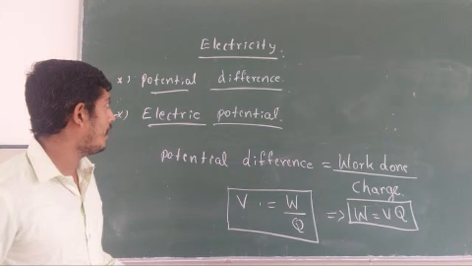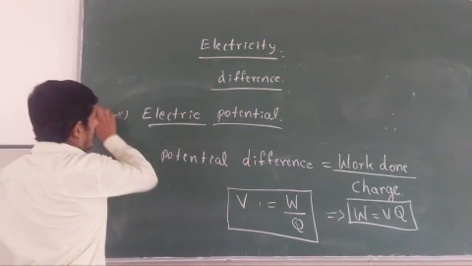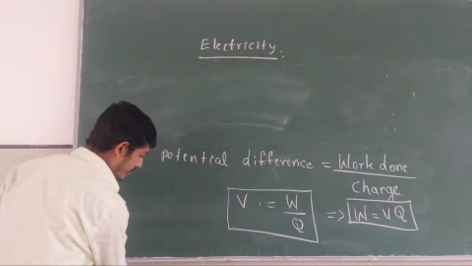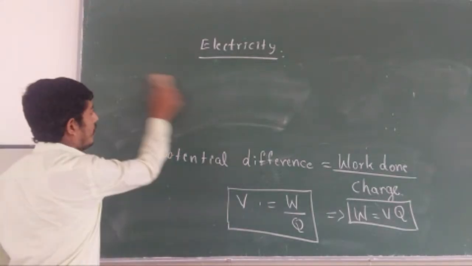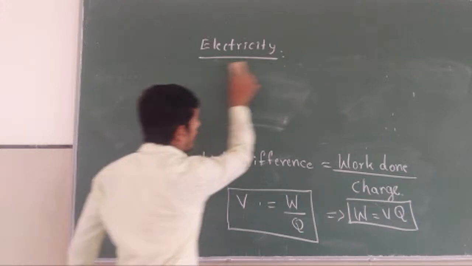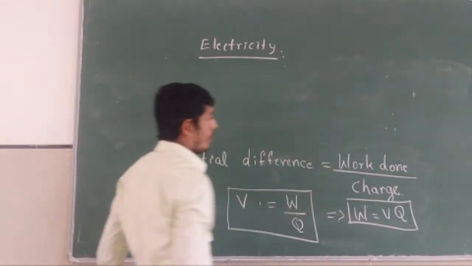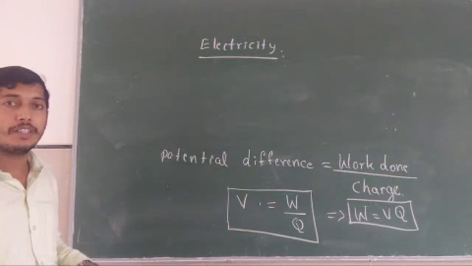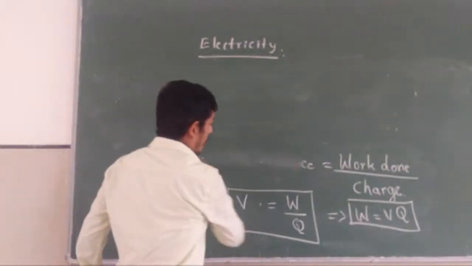Now you have to tell me what is meant by 1 volt potential difference. Just like we wrote the definition for an ampere yesterday, what is meant by 1 ampere, similarly in this case we have to tell what is meant by 1 volt of potential difference.